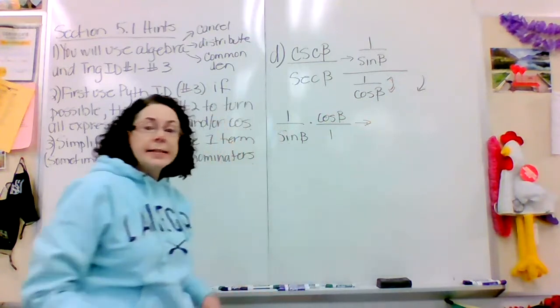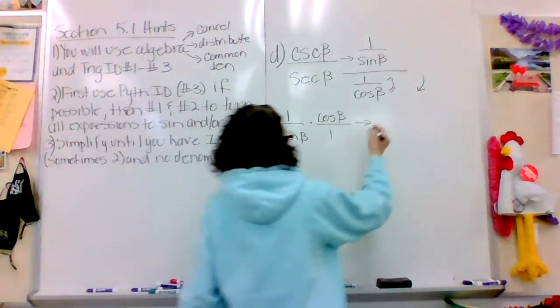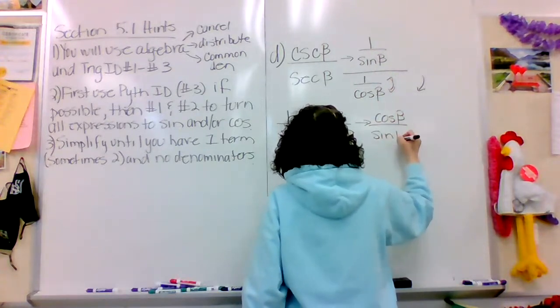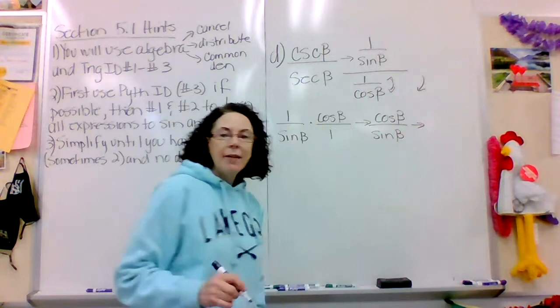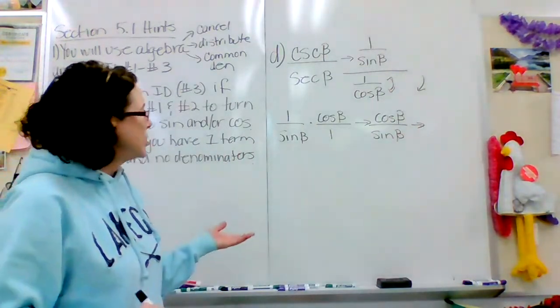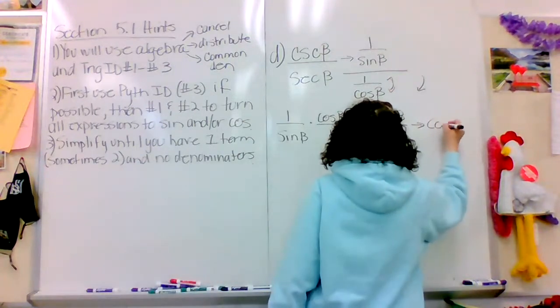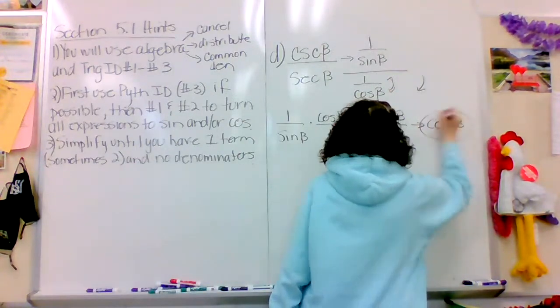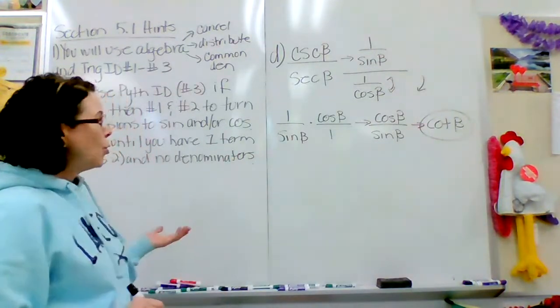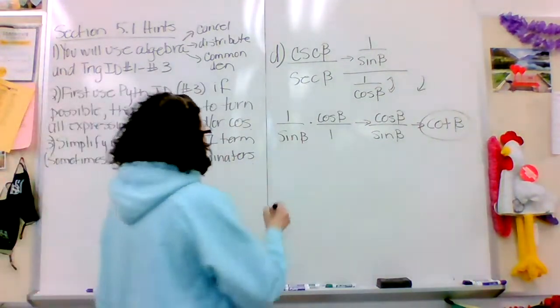There we go. Still algebra to do because I can multiply these fractions. I must not be done because I have a denominator, but that's okay. A quotient identity, I know what cosine over sine is. It's cotangent of beta. Now I'm done. One trig, one expression, and no denominators.